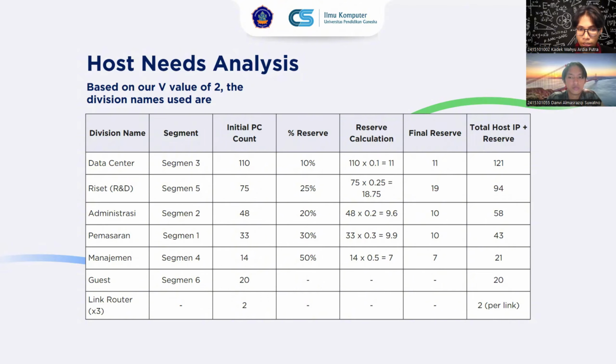A crucial point here is the rounded up logic applied to segment 5, segment 2, and segment 1, and the value will be like this. Okay, this ensures that any new device added in the future will still receive a valid IP address without requiring a complete overhaul of the network structure.